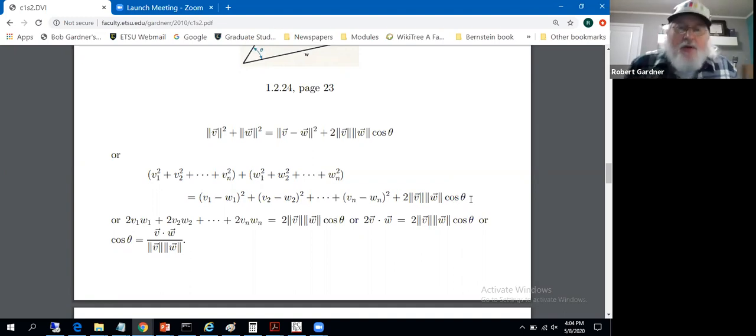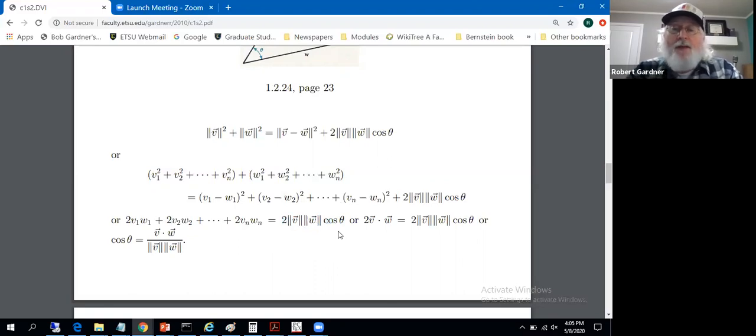Okay, so when we FOIL these, we'll get a minus 2 V1 W1 term here. Let's take that to the other side. Here it is. We'll get a minus 2 V2 W2, take it to the other side, and do that for all n terms here. So we've simplified and moved some things around. We've still got the same expression here, the 2 norm V norm W times cosine theta.